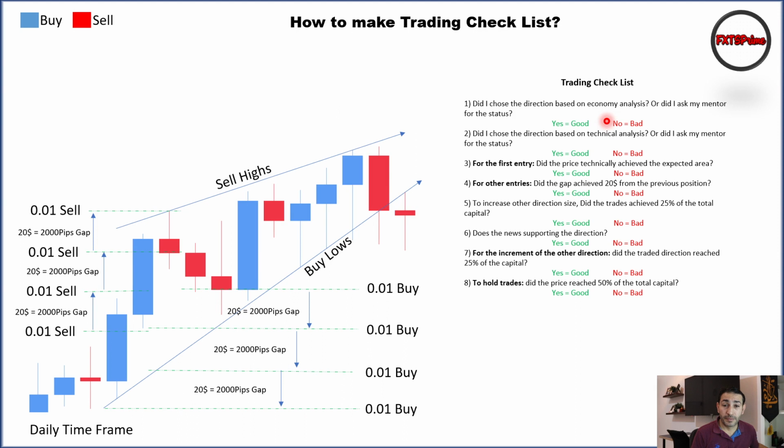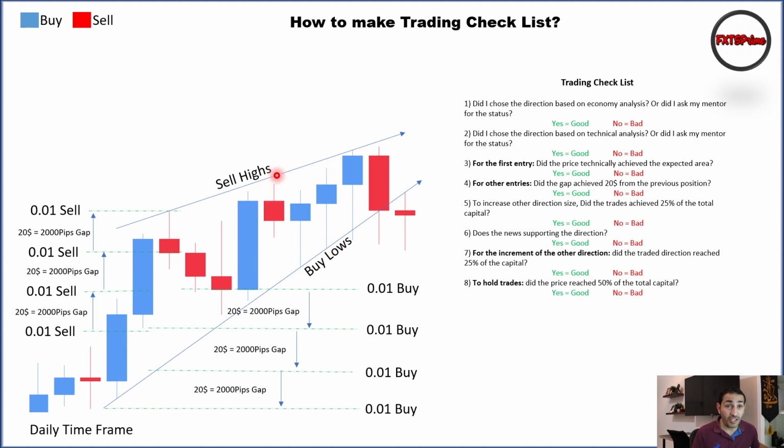Bad is not good. Second thing, did I choose my direction based on technical analysis? Or did I ask my mentor, what is the status technically now? If I did that, yes, it is good. If you didn't do that, it is bad. It is not good. You are gambling. Now, for the first entry, you have to ask yourself, did the price technically achieve the expected area? The expected area is the high. Do I need to sell from here? Why? I'm going to wait for the high.